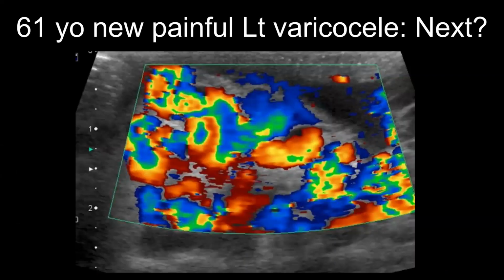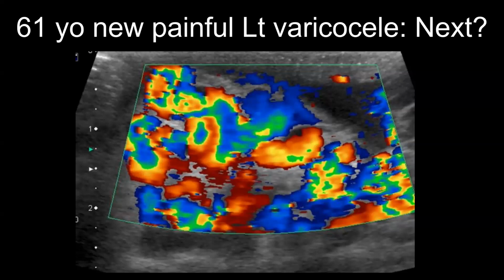And this patient I remember as well. He's 61 years old, and he had actually had a normal ultrasound just the year prior. He came in with this very painful new left varicocele. So my question to you is, what would you do next? What are you thinking about with this new varicocele? What could this be? So our thought was, this is abnormal. A 61-year-old to get a new varicocele.